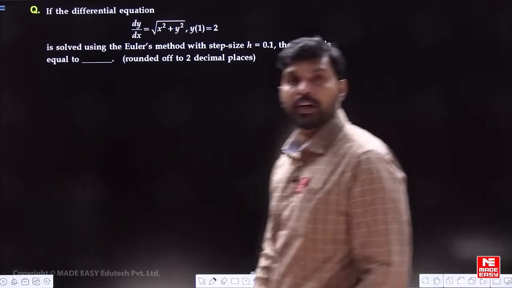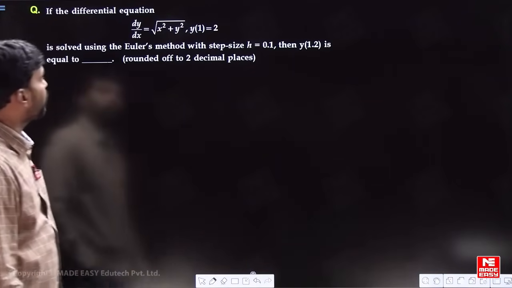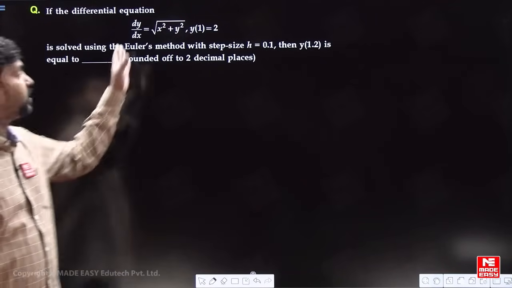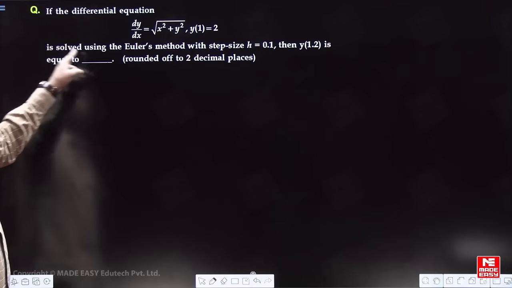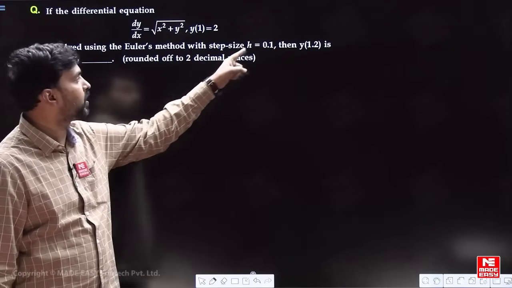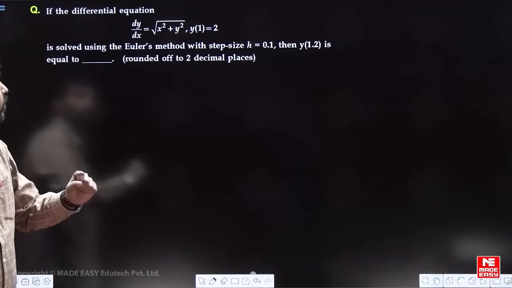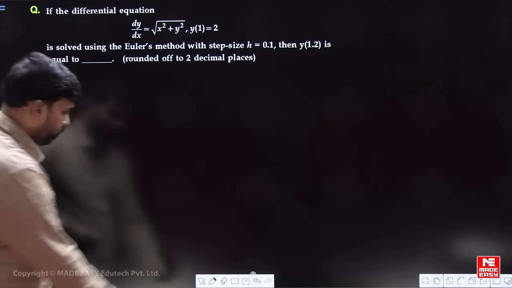Now let's do one thing here. The differential equation dy by dx equal to under root of x square plus y square, with y of 1 equal to 2. It is a differential equation with the initial value given to us, and it is solved using the Euler method with a step size of 0.1. Then find y of 1.2.